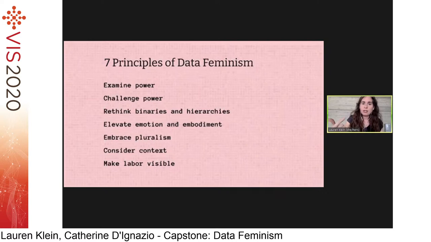Examine power, challenge power, rethink binaries and hierarchies, elevate emotion and embodiment, embrace pluralism, consider context, and make labor visible. And these are actually a little bit different than the principles that are in the VIS paper, and we can talk a little bit about the reasons for that in the Q&A. That's actually a fun and interesting thing to talk about. But in any case, our goal then as now was to really operationalize feminism for data science. And it's interesting because I think that to VIS people, operationalizing theory is a totally normal thing.